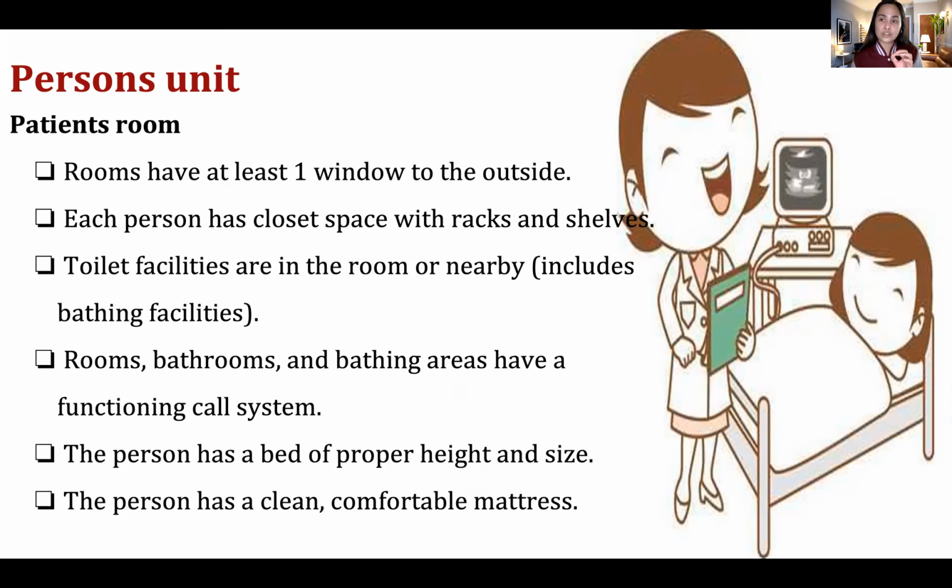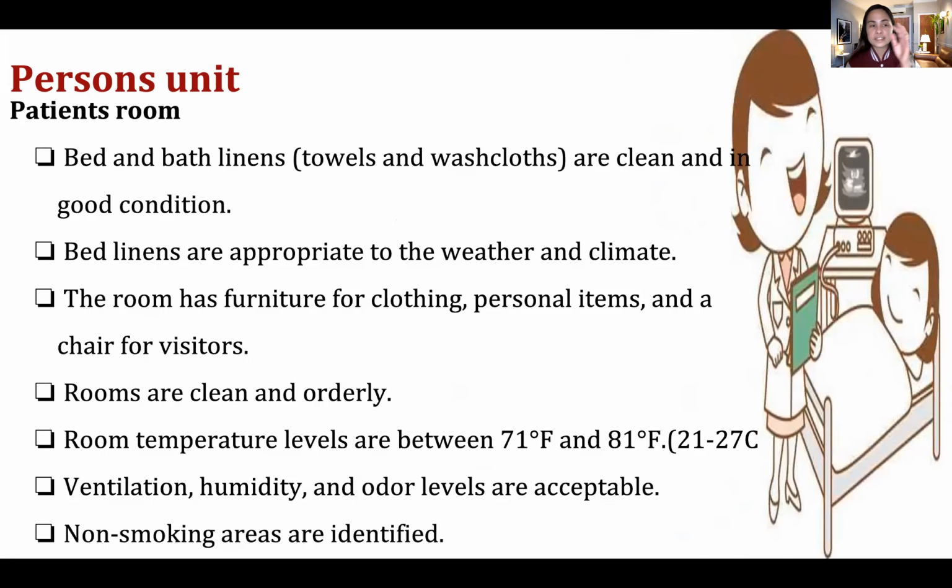Rooms, bathrooms, and bathing areas have a functional call system. As I've told you, it's not only the beds that have a call bell. There is also a call bell in the bathrooms. The person has a bed of the proper height and size. If the person is obese, the bed should be a bariatric bed. If the person is a normal patient, the patient should have a normal bed. The person has a clean, comfortable mattress.